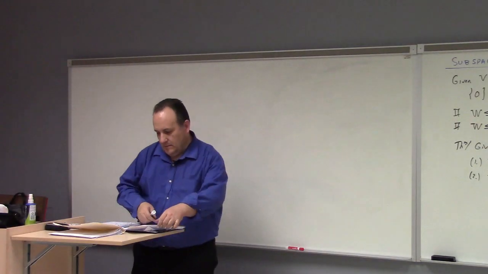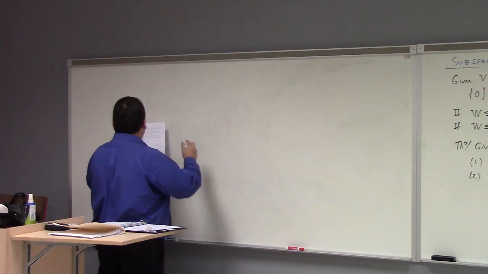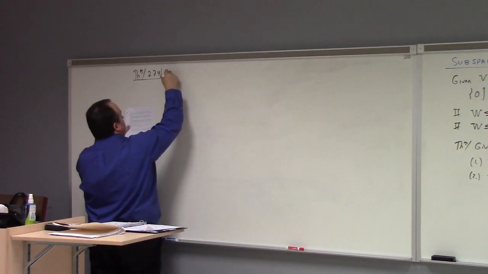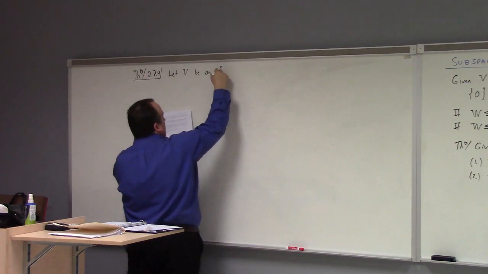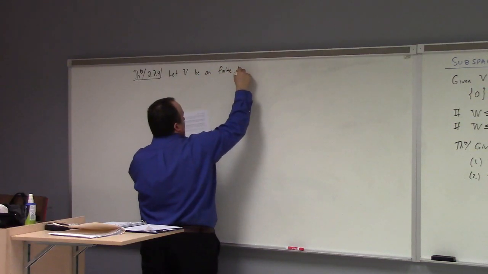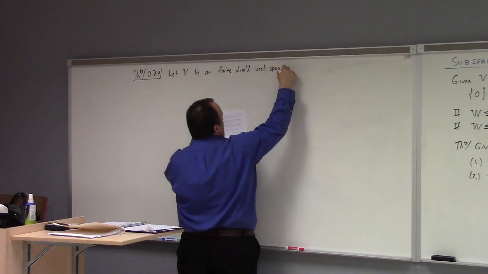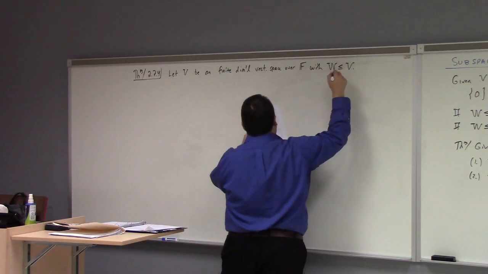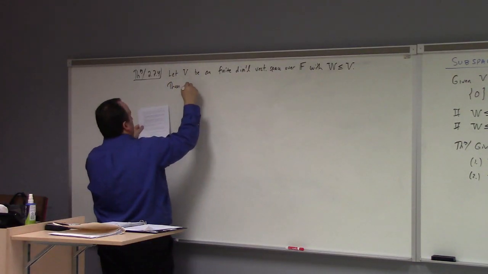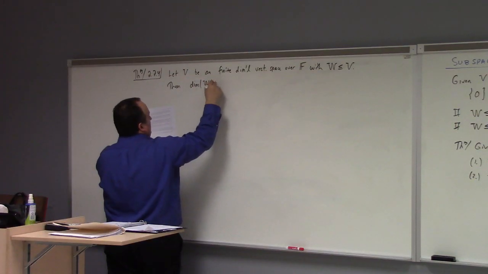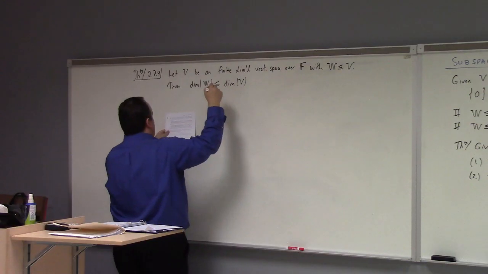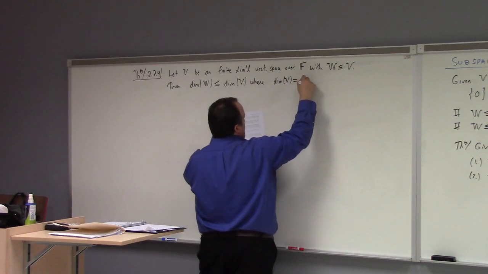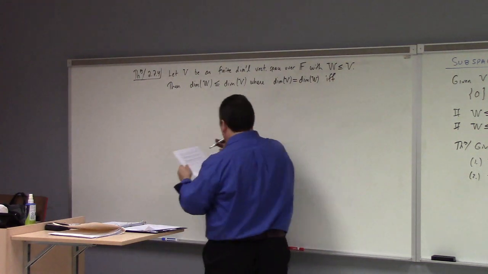So the other theorem we have, 2.74, says the following: let V be any finite dimensional vector space over F, with subspace W. Then the dimension of W is less than or equal to the dimension of V, where the dimension of V equals the dimension of W if and only if what?